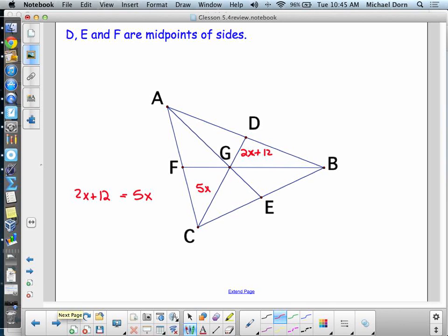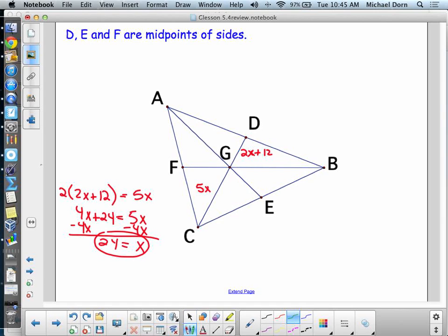One of them is twice as much as the other one. Which one do I have to double? The shorter one, of course. Double the shorter one. We wouldn't double the longer one. That wouldn't make sense. So 4x plus 24 is 5x. Subtract 4x. And we just get x equals 24. From there, we could find the length. 5 times 24 is 120. 2 times 24 is 48, plus 12 is 60. It works out.